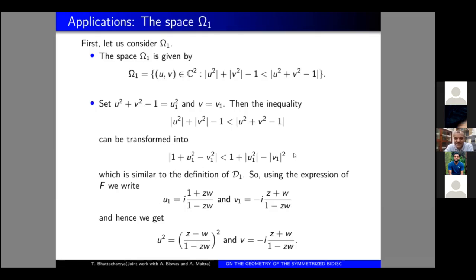Why we wanted it in this form is, we had worked hard on D1. So if we can get back to D1 somehow, it helps us. This is similar to the definition of D1. So using our already known knowledge, using the expression of F, the biholomorphism between G and D1, we write U1 as this and V1 as this, and then we can go back to U and V again, and we get U square is this, and V. So Z and W come from the disk, because we're after all trying to get a biholomorphism with the bidisc. So here is the biholomorphism with the bidisc.